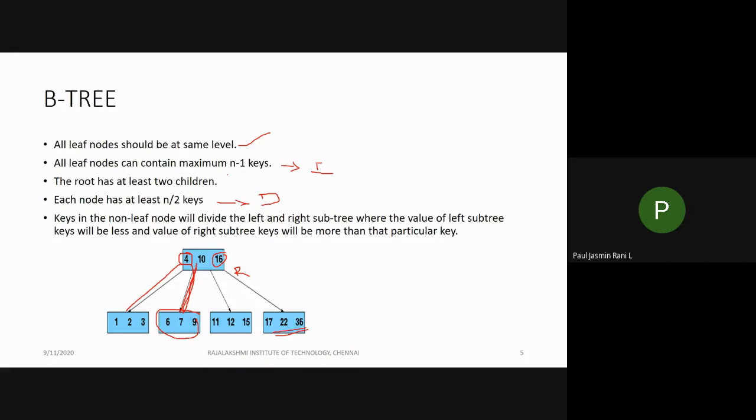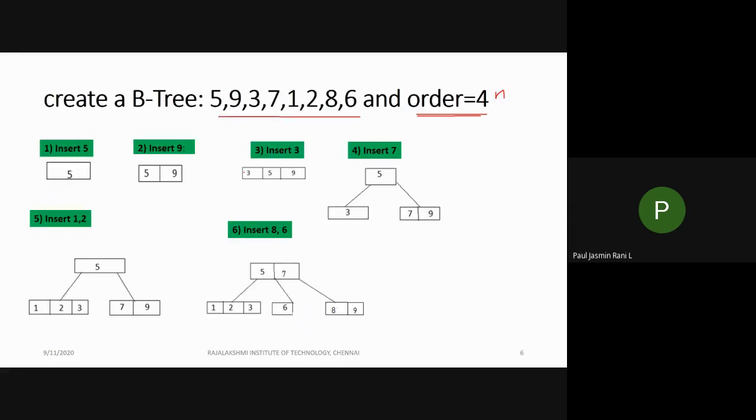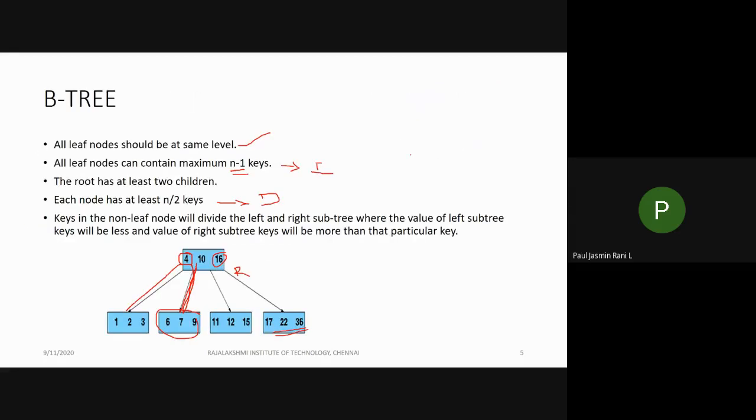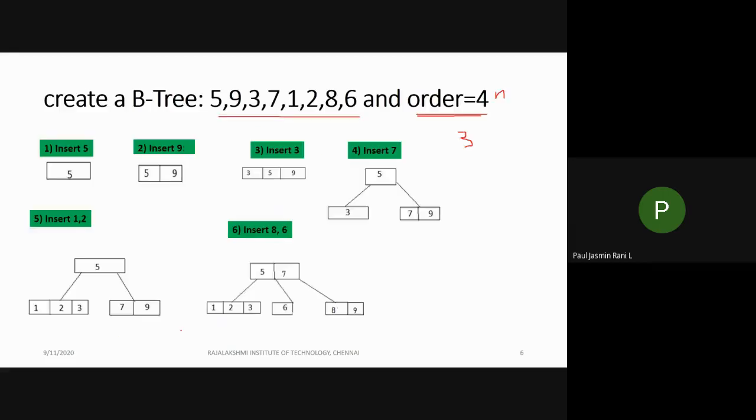So how many elements can you insert? You can have a maximum of n minus 1 keys, that is 4 minus 1. Order is 4, so 4 minus 1, only 3 keys are allowed. So you have to ensure that while inserting, you can have a maximum of only 3 keys. So who are the keys? These are nothing but keys or elements. Now let us consider this example: 5, 9, 3, 7, 1, 2, 8, 6. These are the elements.